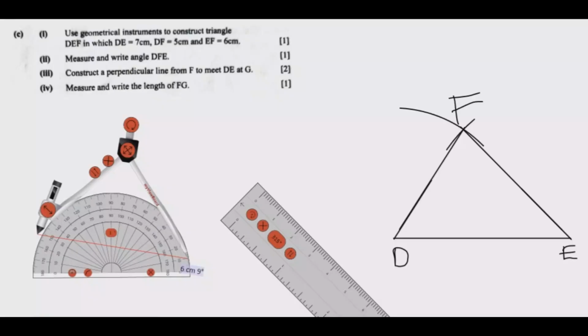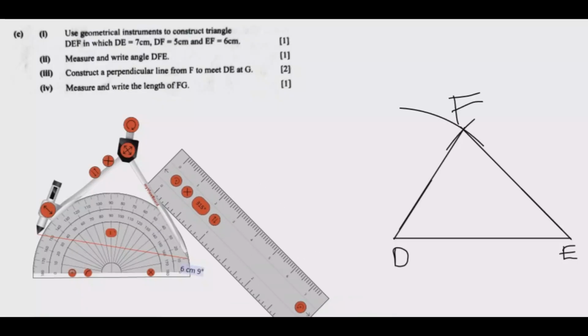Okay, now once we have done this, the next question is: measure and write angle DFE. So the angle we want to know the size of is this angle here, where you want to put the red arc. That's the angle we want to find, this one here. So how do we measure the angle of this?